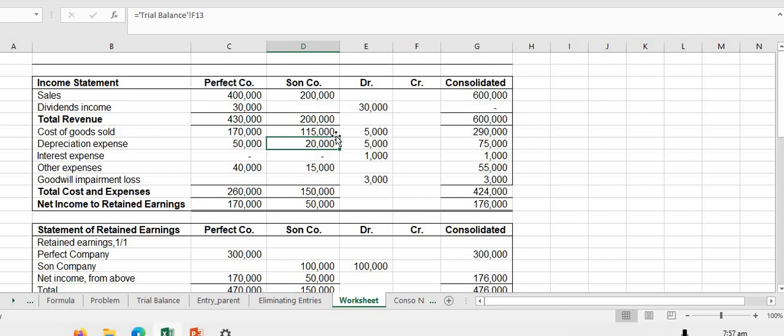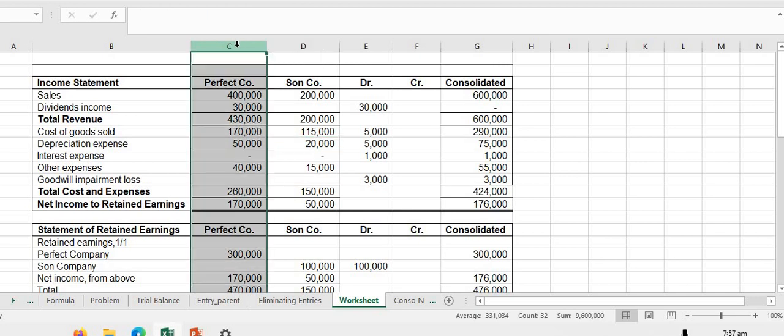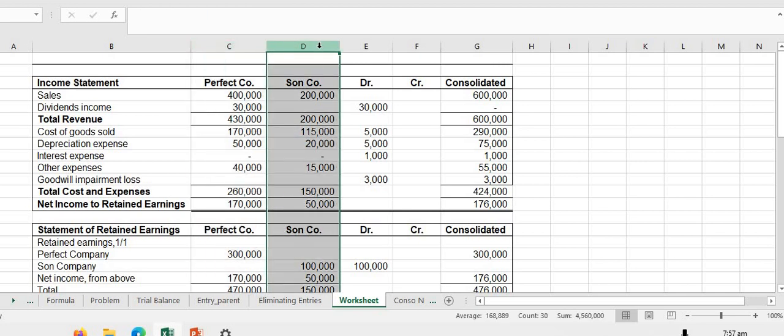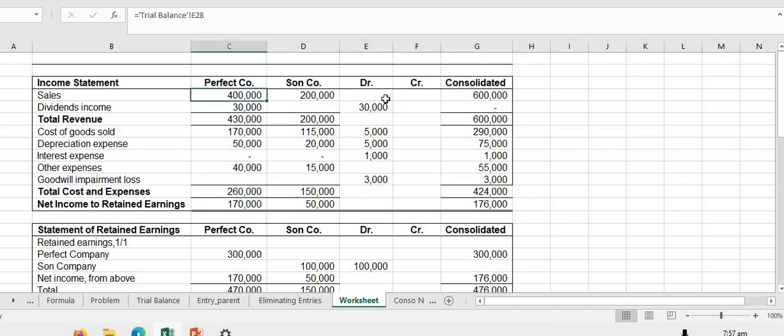So, when we have worksheet, related sa possession. So, yung worksheet natin, di ba? Yung balance ni parent, balance ni subsidiary, no? Then, plus or minus yung effect ng working paper eliminating entries. Okay, so, we have here, the parent's sales of 400 plus 200,000 is actually 700,000. Okay? Then yung dividend income natin, di ba, is actually i-eliminate. So, dapat sa consolidated, wala na yun siya.